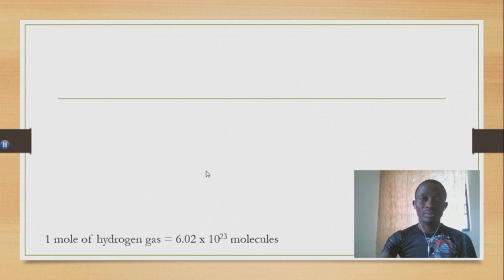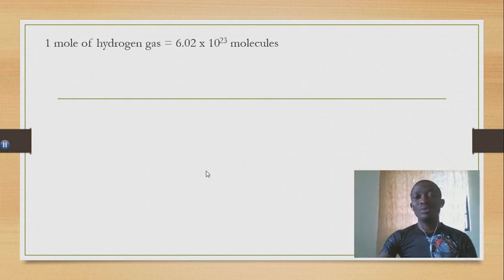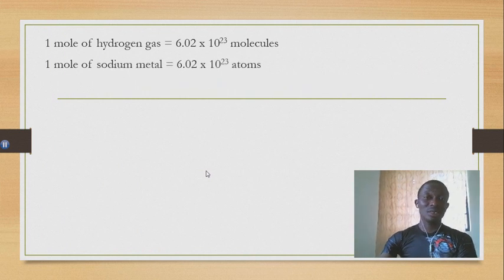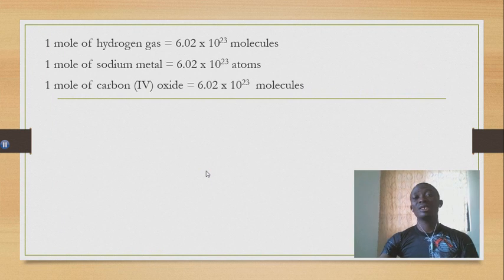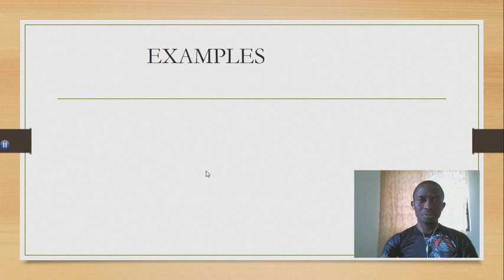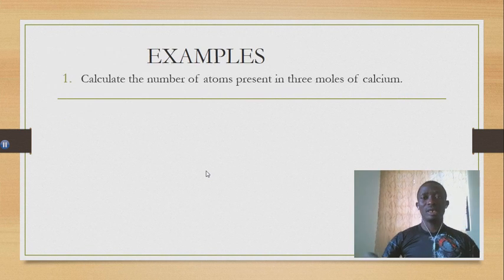Now let's look at how this is applied. It means that 1 mole of hydrogen gas will contain 6.02 times 10 raised to the power 23 molecules. 1 mole of sodium metal will contain 6.02 times 10 raised to the power 23 atoms. 1 mole of CO2 will contain 6.0 times 10 raised to the power 23 molecules. 1 mole of chloride ion will contain 6.02 times 10 raised to the power 23 ions. So how is this applied in calculations?